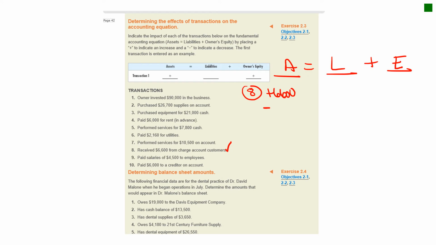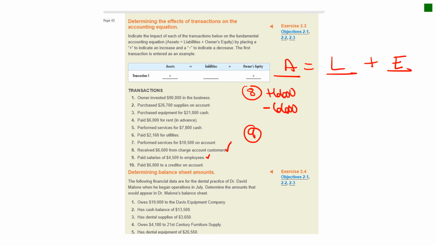So that's your other asset. That's going to be a plus and a minus to your asset. So it's basically money you had sitting on your accounts receivable. You were waiting to collect it, and now you just collected it. So this is another increase, decrease to your assets.